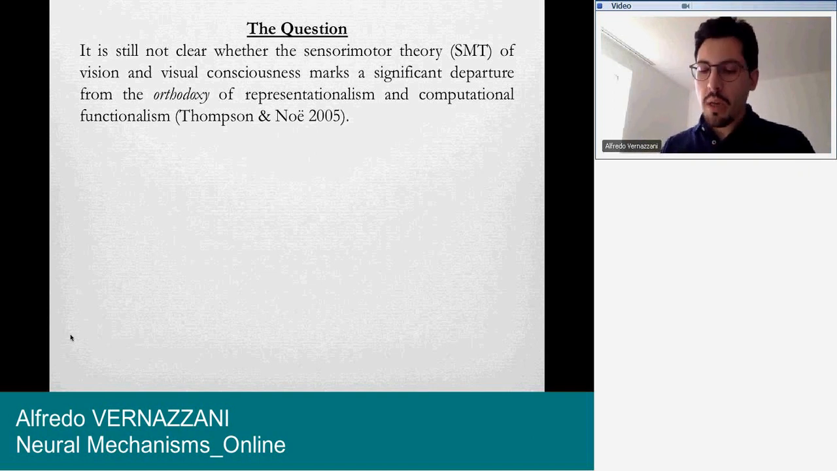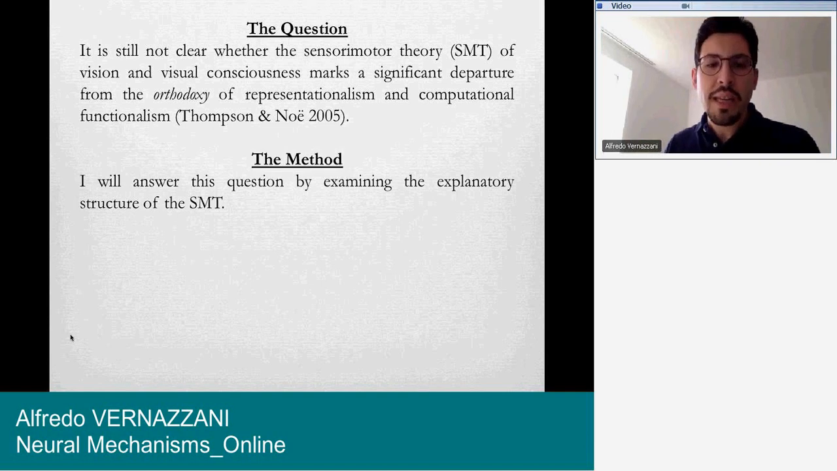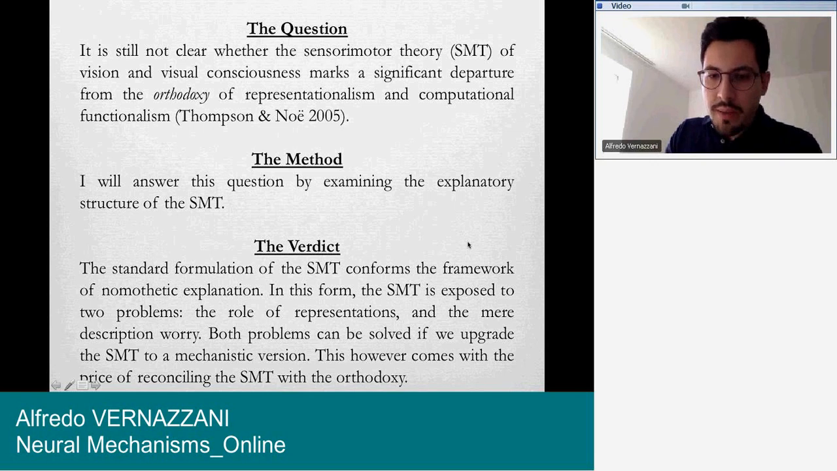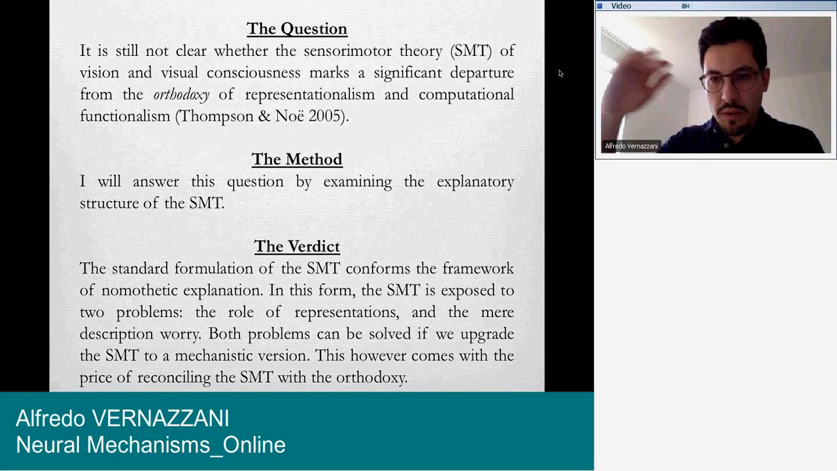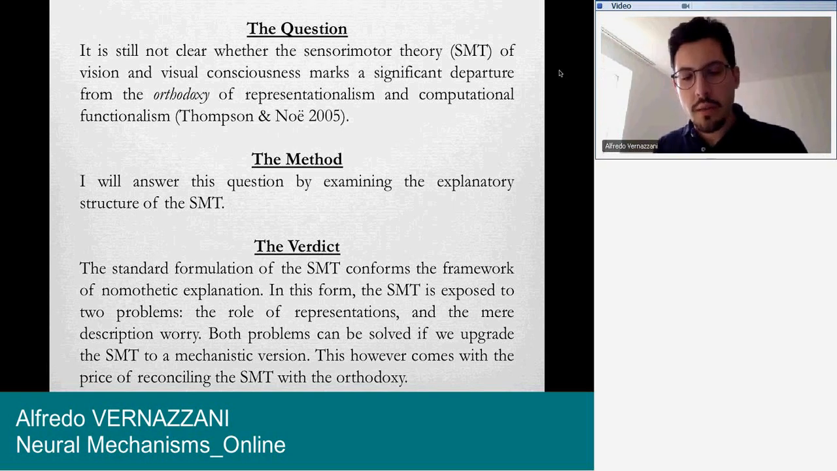What I'm going to do is to assess this challenge by studying the explanatory structure of the sensorimotor theory. The verdict would be that the standard formulation of the sensorimotor theory is basically consistent with the framework of nomothetic explanations, a covering law explanation. I claim that the standard formulation, which is whatever you can find in the current literature about the sensorimotor theory, subscribes to this view of explanation according to which there are some sort of laws, and the phenomenon we want to explain is somehow subsumed under these laws plus antecedent conditions.